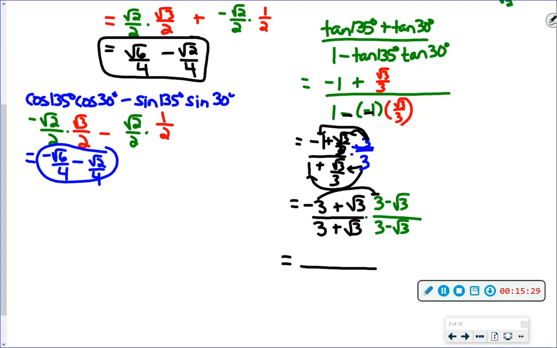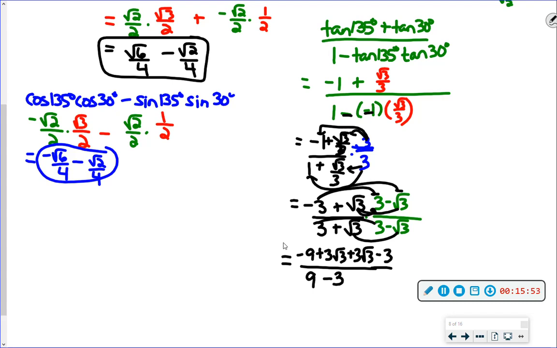-3 times 3. -3 times negative square root of 3. Square root of 3 times 3. Square root of 3, square root of 3, square root of 9. Let's just put it as 3. Now, of course, the denominator, the middles are going to cancel. So I'm going to do 3 times 3, root 3, negative root 3. So our denominator turns out to 6.